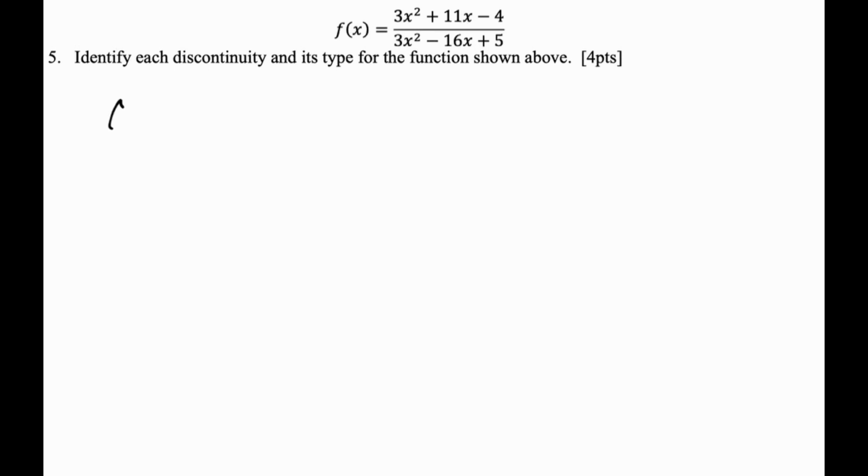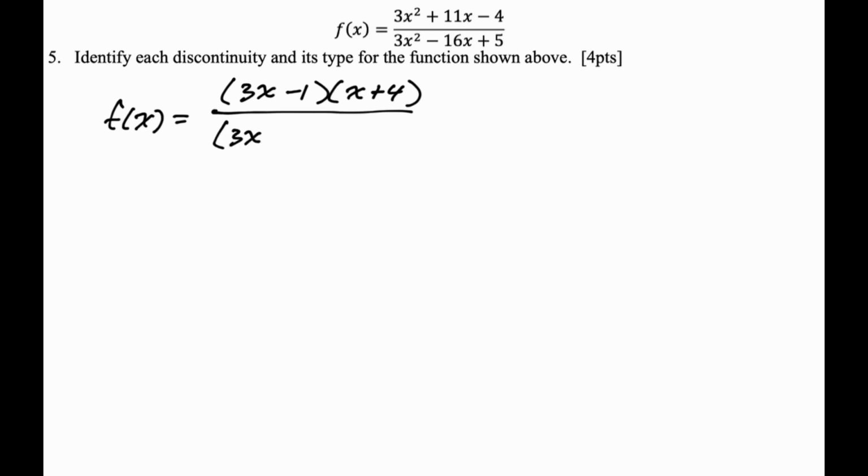So I'm going to start with f of x equals, in the numerator, 3x and an x, and then I think we're doing plus 4 there and a minus 1 there. And then all over, we're going to go with 3x again and x again, but in this case, we're going minus 5, minus 1.